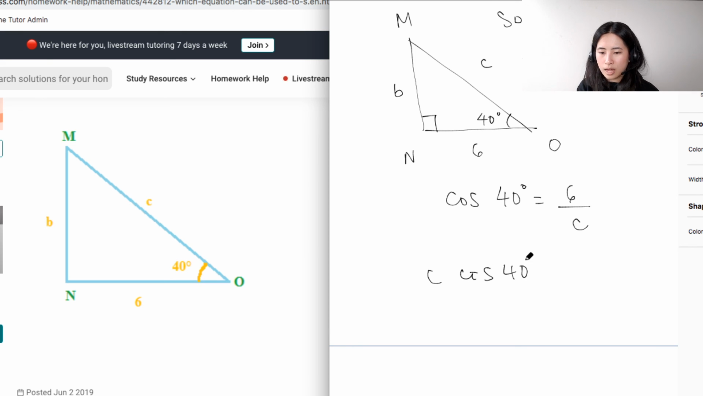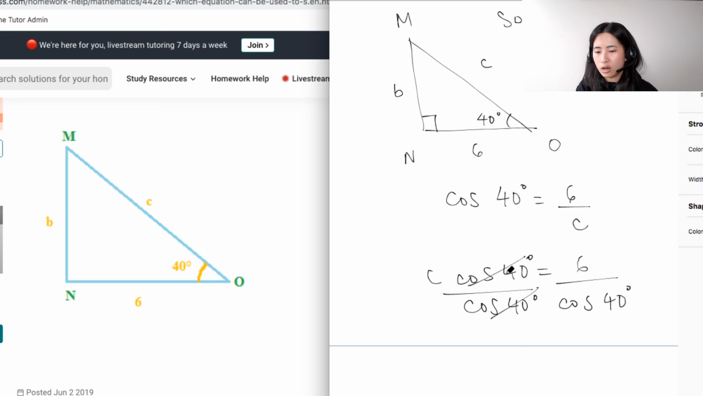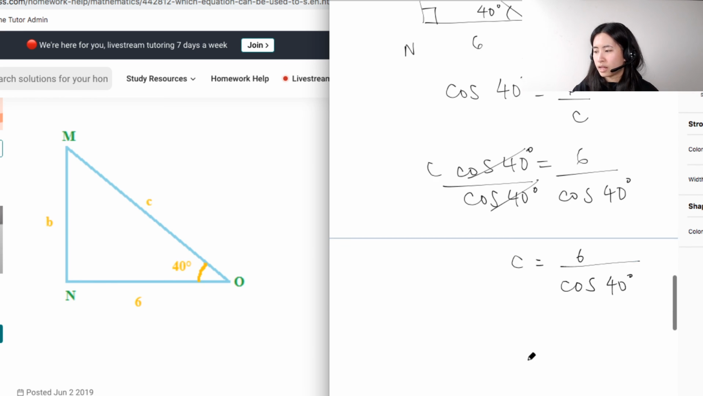And you have cosine 40 degrees, and this is equal to 6 over C. So what I'm doing is I'm just cross multiplying so I can isolate C. So once you have C over here, you're going to divide both sides by cosine 40. So that's why you're going to end up with simply C on one side. So C is equal to 6 over cosine 40 degrees. So that's your value for C.